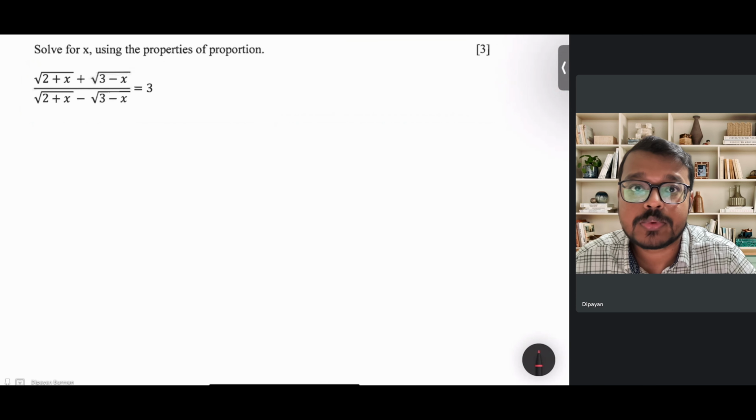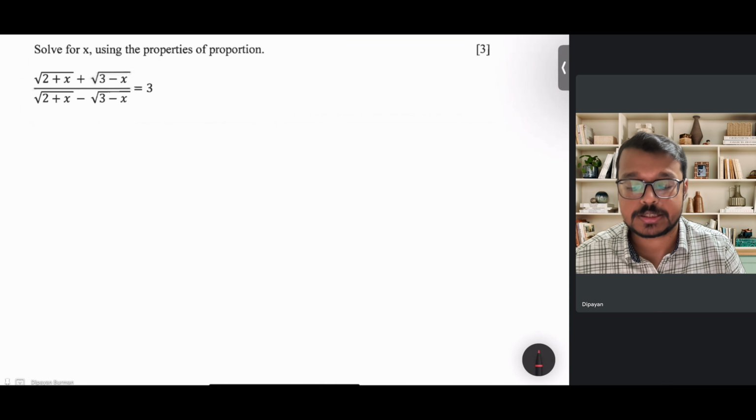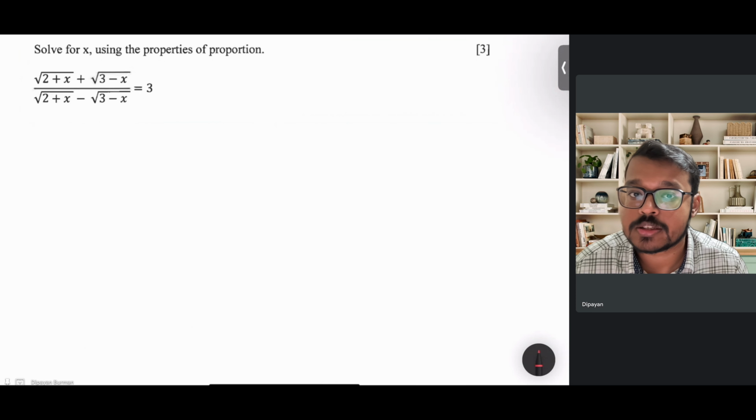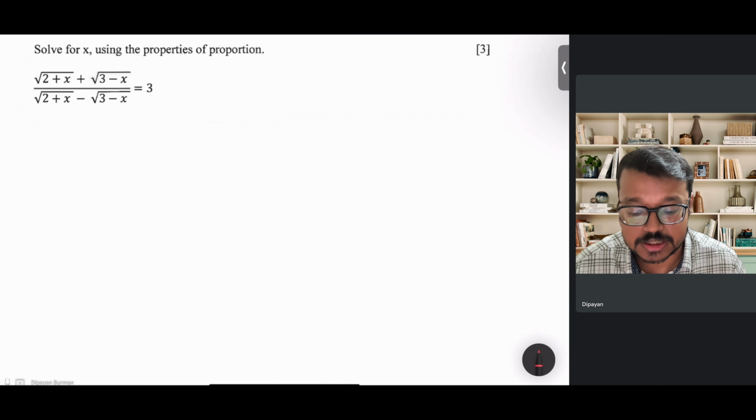Let's solve some questions from properties of proportion. These are from previous year's board papers and specimen papers. First question is solve for x using the properties of proportion. So they have given an equation and we have to find the solution by using properties of proportion.